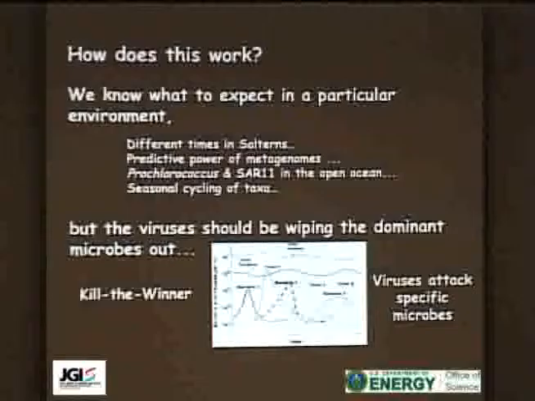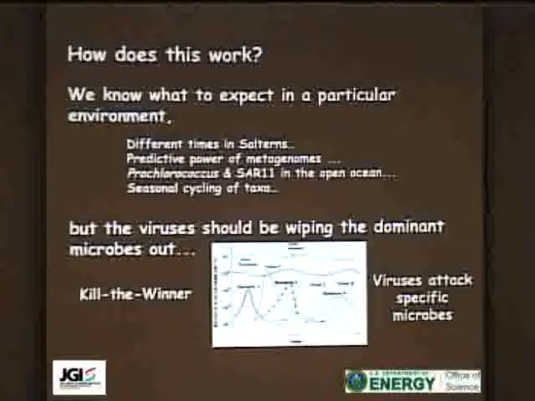So we know that when we go into a particular environment that we expect different things. I showed you that in the salt ponds, and we see it in metagenomes all over the world. We also know that just intuitively. If you go to the middle of the ocean, you're gonna find Prochlorococcus and SAR11, right? So we know that that's basically how it is. Jed Furman has shown that there's cyclical behavior in this too, off LA. Okay.